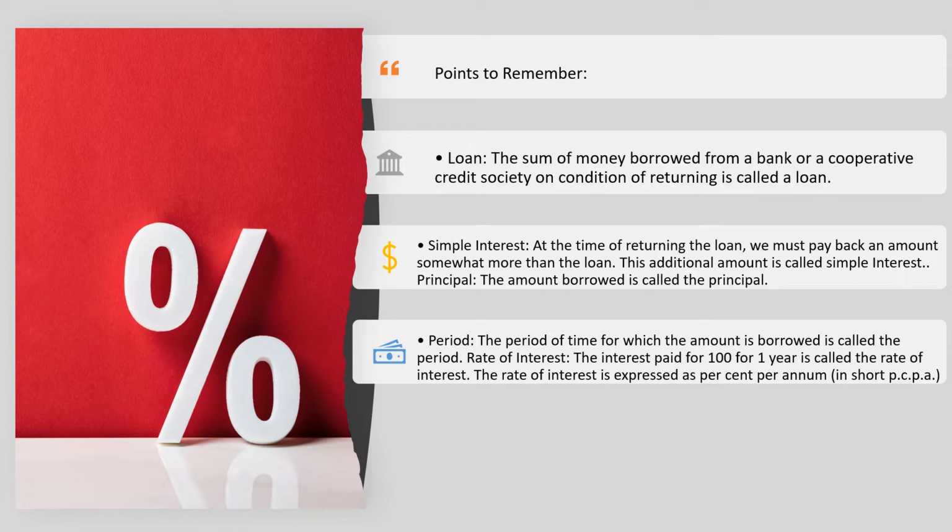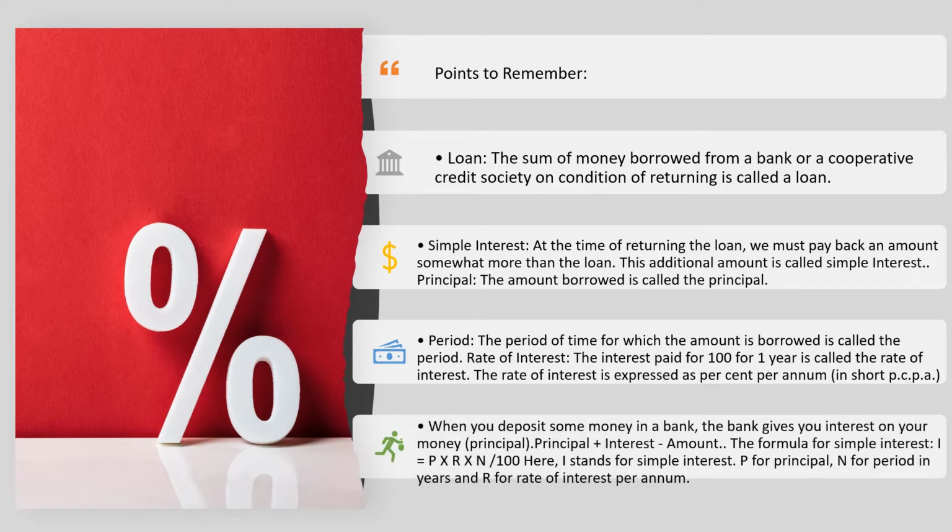So there are two new terms that we learned after principal. Principal you have understood. We have learned about period, that is, for how many years we are borrowing that amount. Rate of interest means how much extra money we are paying on top of that amount. In short we write it as percent per annum.